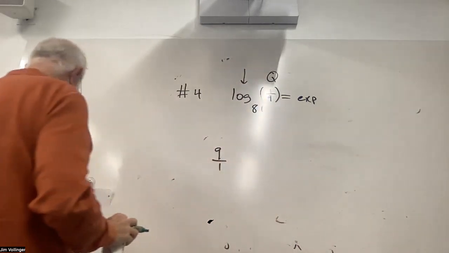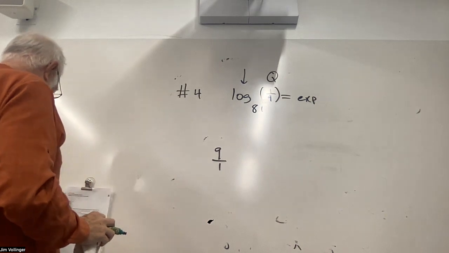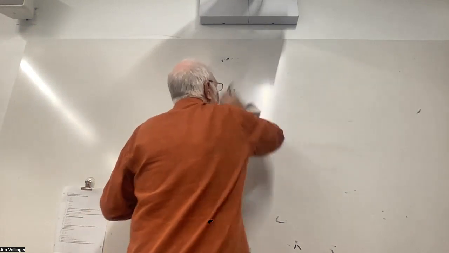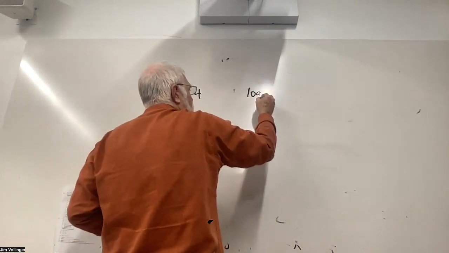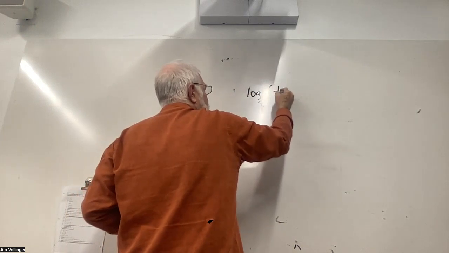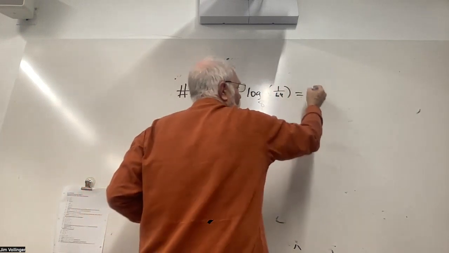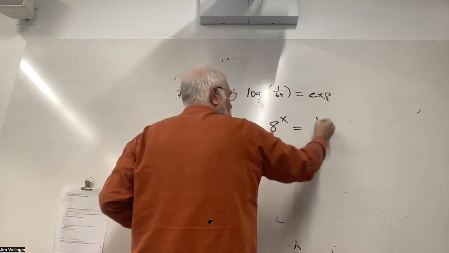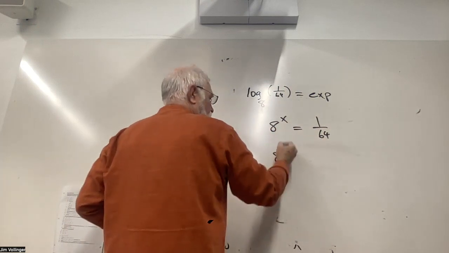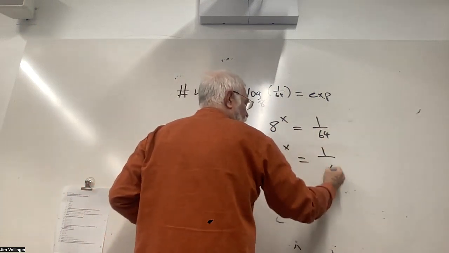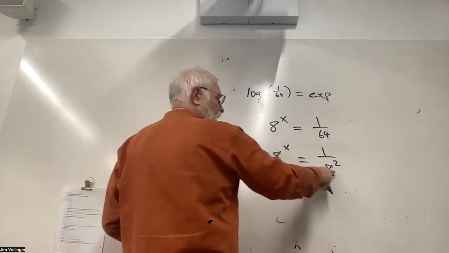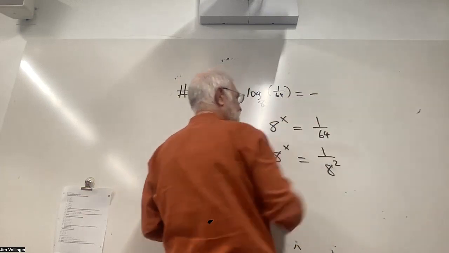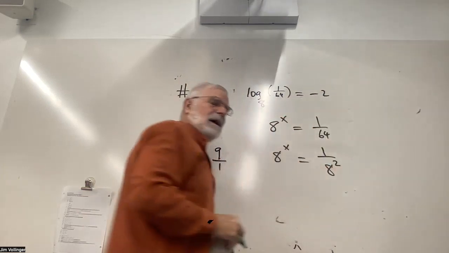Oh, I erased after I put the next problem up. So now we're doing log base 8 of 1/64. Log base 8 of 1/64. And we want to know what exponent that is. What exponent do you put on top of 8 to get 1/64? Well, 8 to the x equals 1/8 squared. It sure looks like I'm doing the squaring in the denominator. Oh, that minus sign means I'm doing the squaring in the denominator.